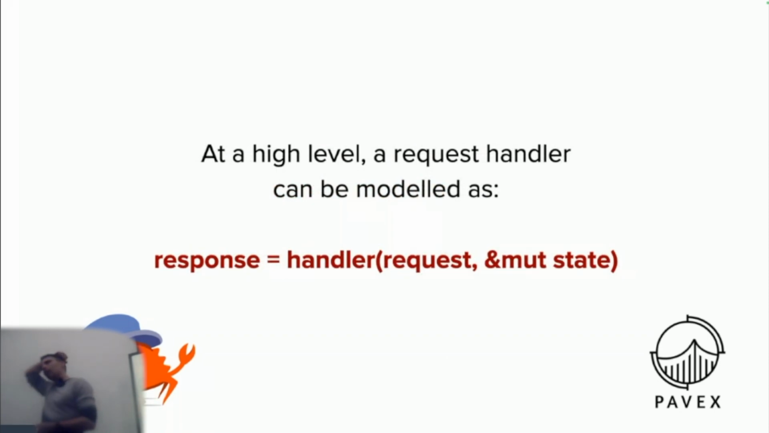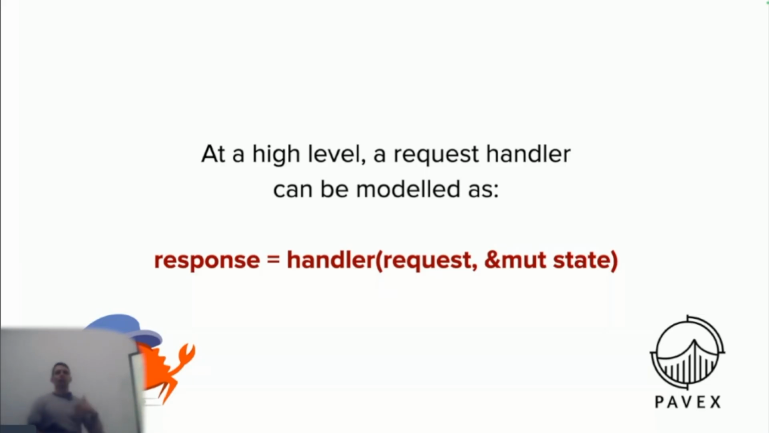At a high level, when we think of a request handler, we can model it as a function of the incoming request, so whatever's coming on the wire, as well as some kind of long-lived state. That state may live in a database, may live on disk, may live in memory. We are going to access it to know how to process the request, and we may also mutate it depending on what we're trying to do.